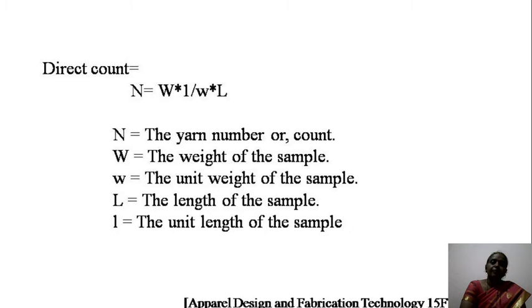Capital W is the weight of the sample. Small w is the unit weight of the sample. Capital L is the length of the sample. Small l is the unit length of the sample.